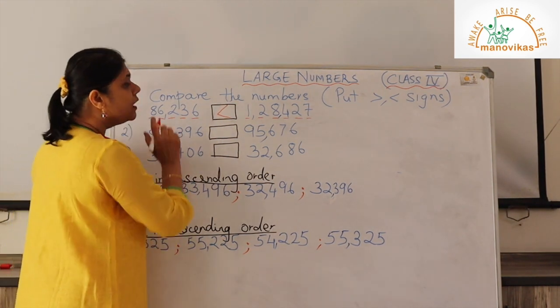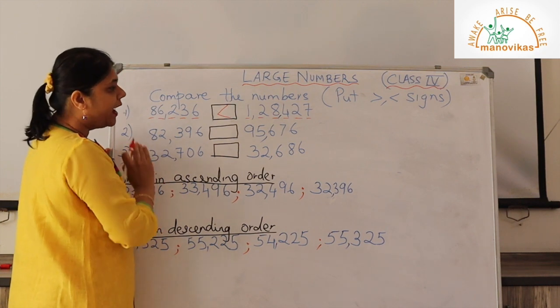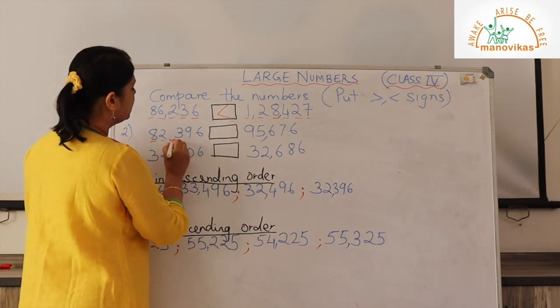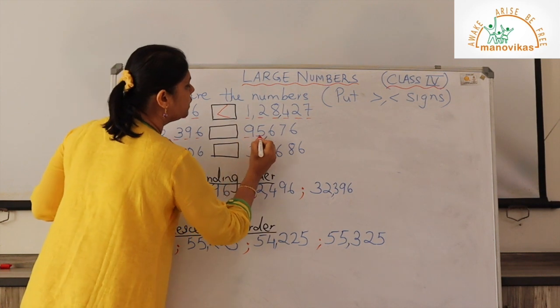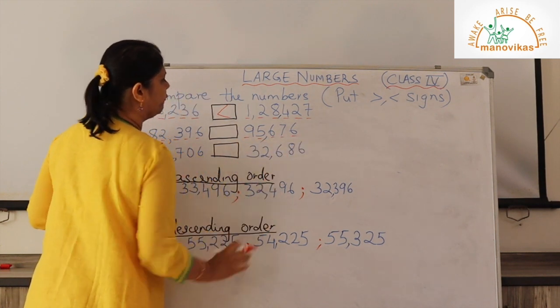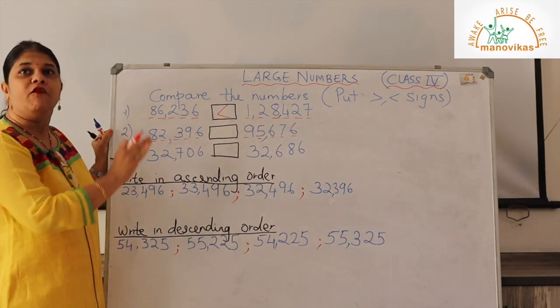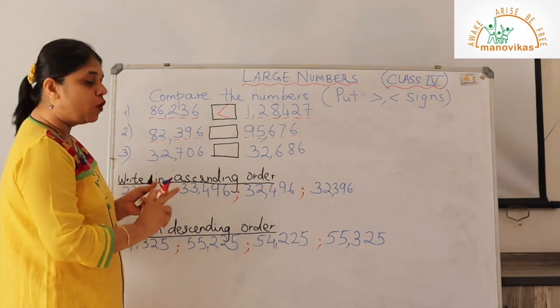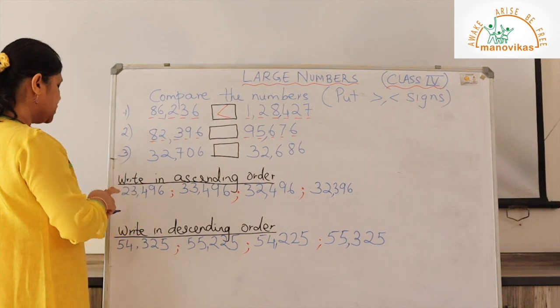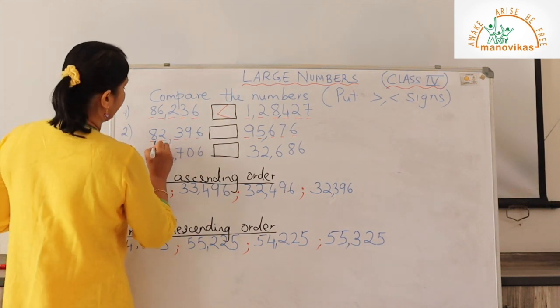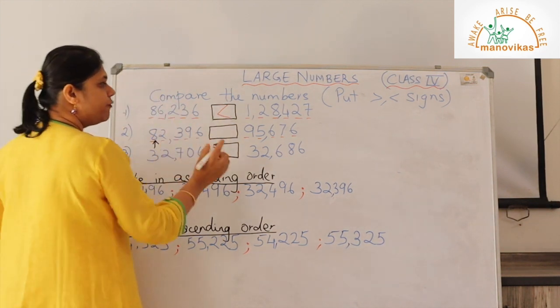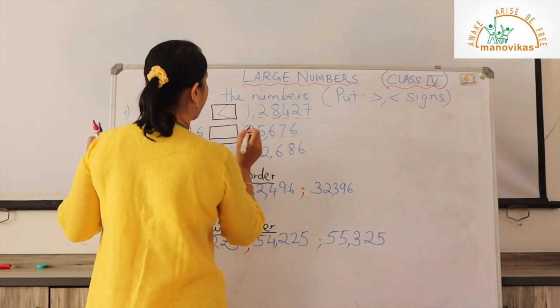In this case, both the numbers have 5 digits. So what do we do now? In such cases, we compare the leftmost digit. The leftmost digit here is 8 and the leftmost digit here is 9.